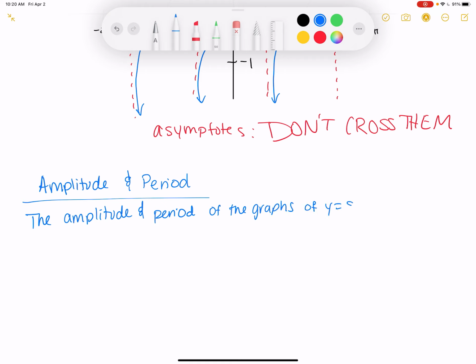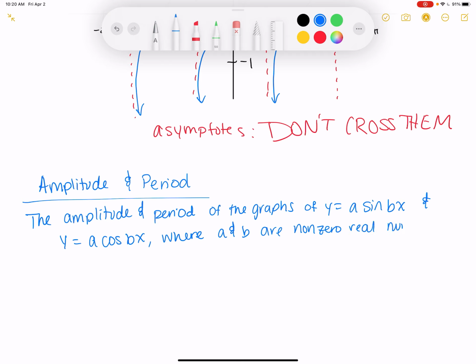The amplitude and period of the graphs of y equals a sine of bx and y equals a cosine of bx, where a and b are non-zero real numbers.